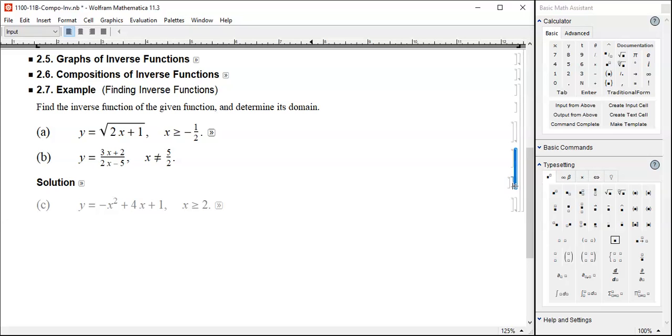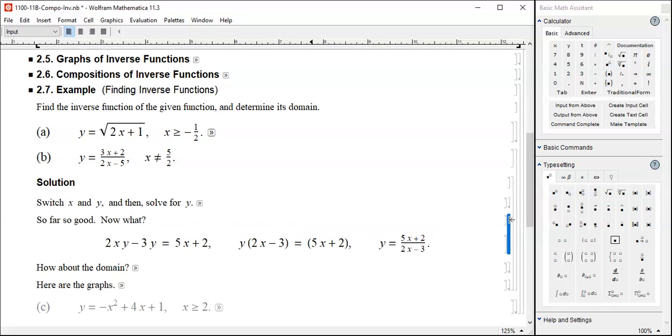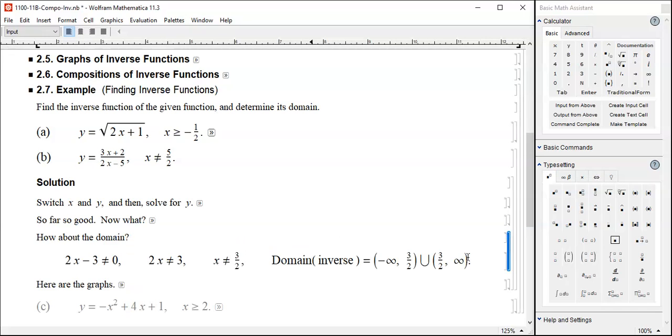Let's go to the answer key here. All right, switch x and y and solve for y. The same deal. So far so good. Get all the y's on one side, everything else to the other side. Factor y out and divide. We get the inverse function. How about the domain? Denominator should not be equal to 0. So x is not equal to 3/2. And that will give me the domain of the inverse function like this. Everything is okay except 3/2.